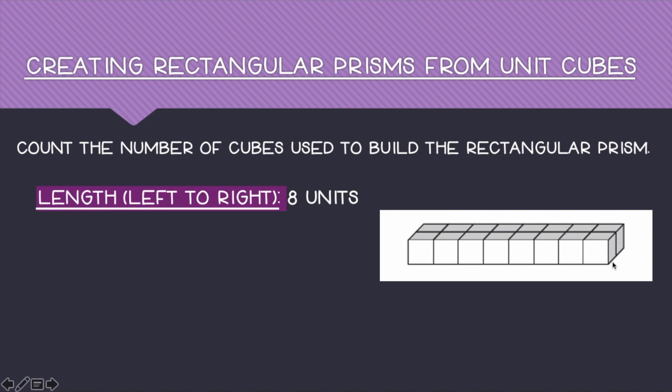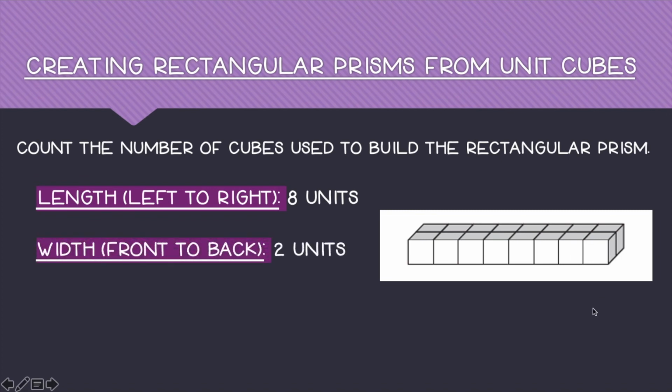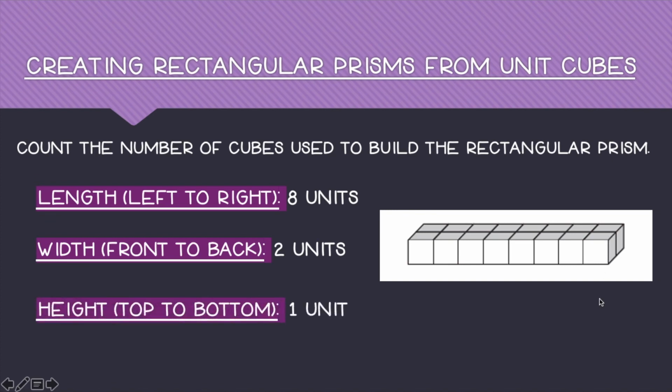Now let's count the width, the distance from the front to the back. I can count 1 and 2. So the width from front to back is 2. Now I'm going to count the height, or the cubes from the top to the bottom. This measurement is 1. So we have all 3 of these measurements that make up this rectangular prism. I can actually count each one of these cubes. I know that the size is 8 units by 2 units by 1 unit, or I could count some of the faces here. If I count the faces on top, 1, 2, 3, 4, 5, 6, 7, 8, 9, 10, 11, 12, 13, 14, 15, 16, I know that this is made up of 16 units.